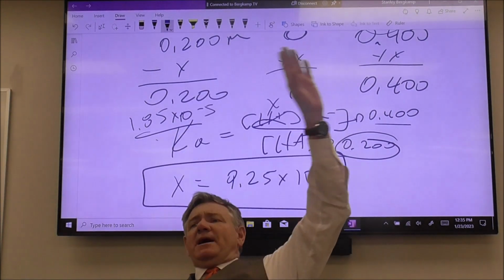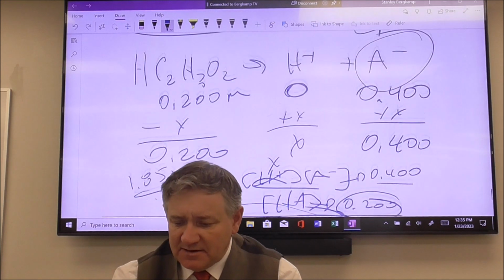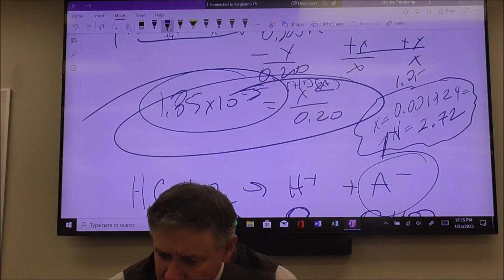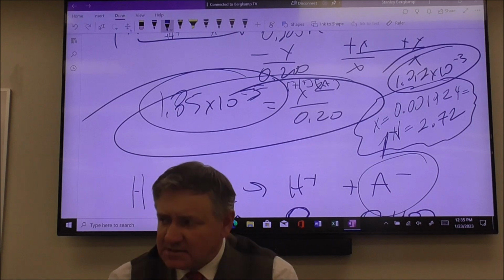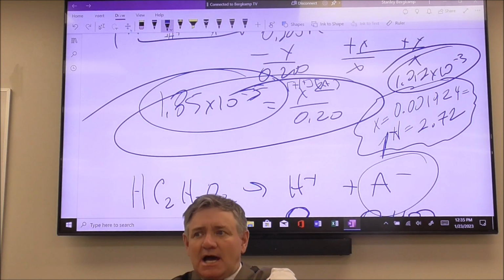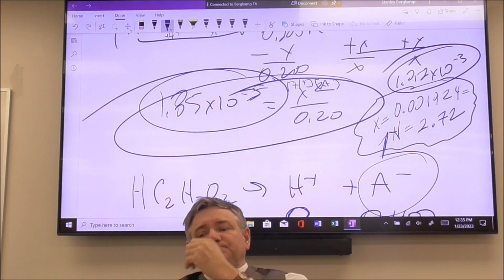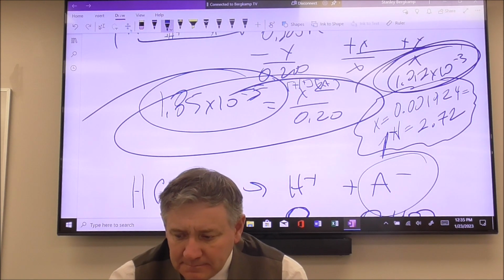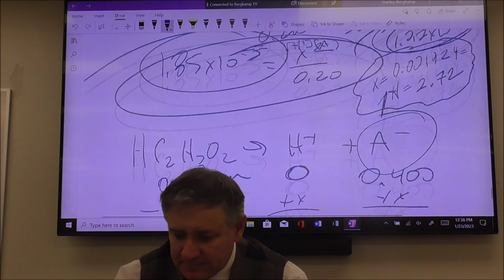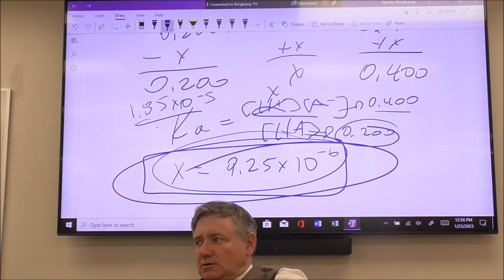Yep. Now, let's step back. Okay? Notice this is 9.25 times 10 to the negative sixth. When it was a non-buffered solution, that was 1.92 times 10 to the minus third. 10 to the negative third versus 10 to the negative sixth, that's a difference of 1,000 times. Order of exponent, 3. So here's what I want you to see. When it's just a non-buffered solution, it's 10 to the negative third. But if it's a buffered solution, why does that X become so much smaller?